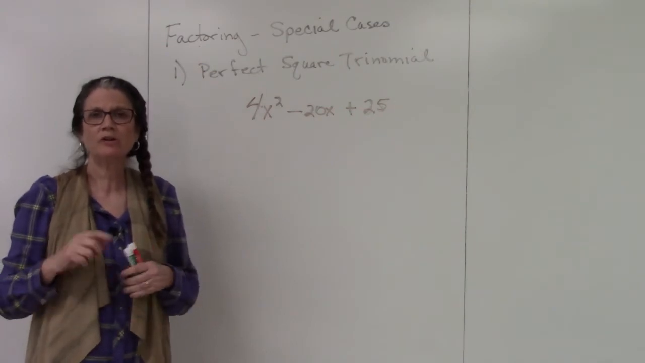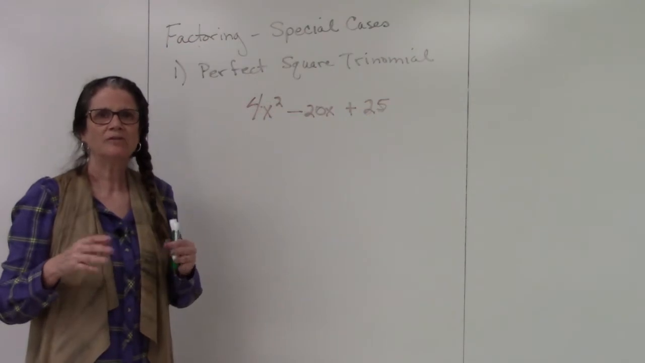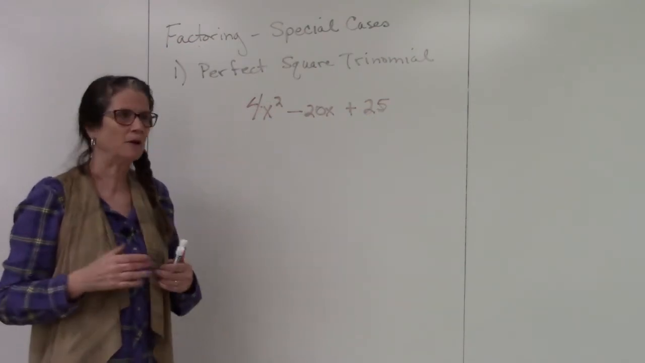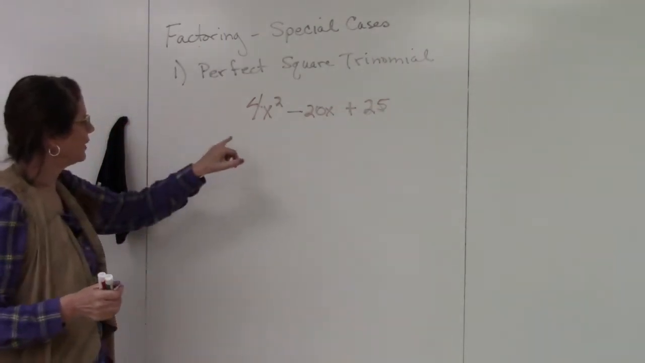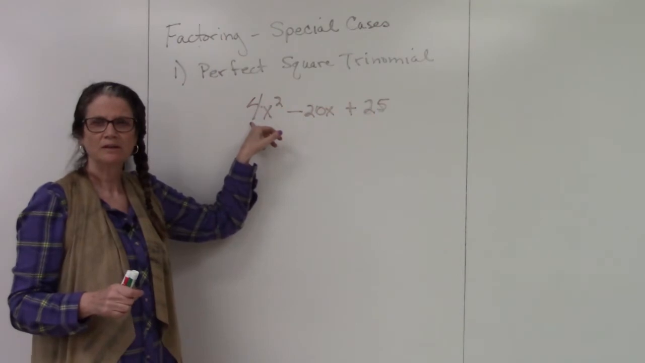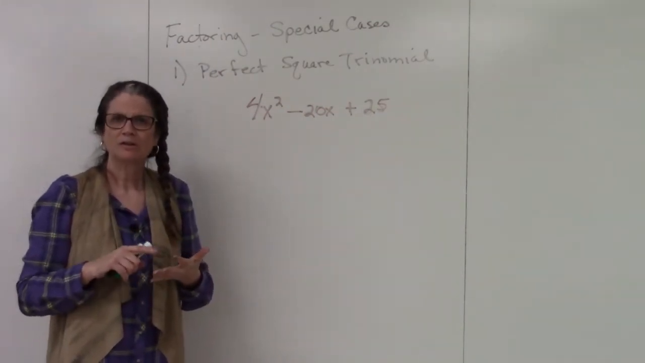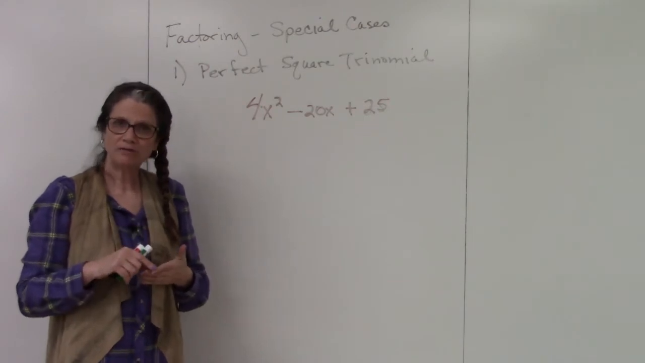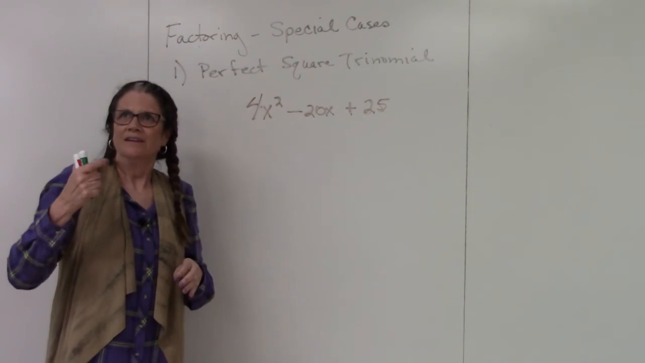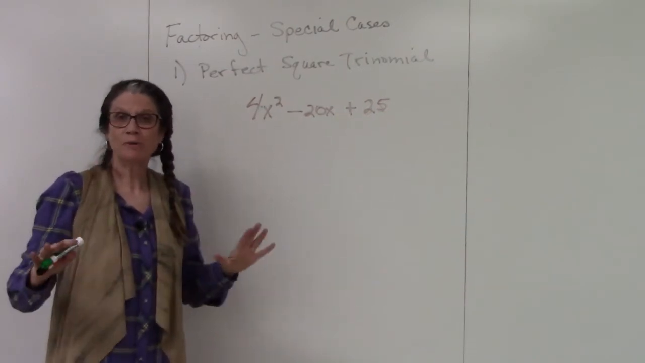The first one is called the perfect square trinomial. The indicator is it's a trinomial. The second indicator is they're perfect squares. What I mean by perfect squares is it's a number that can be square rooted. So 1 can be square rooted. 4, 9, 25, 36, 49, 64, 81, and 100. Okay, those are all perfect squares.